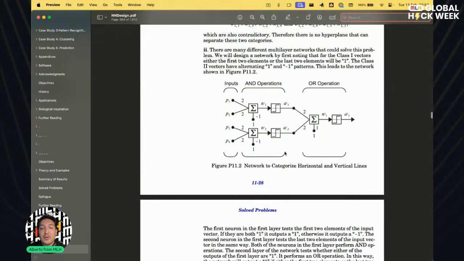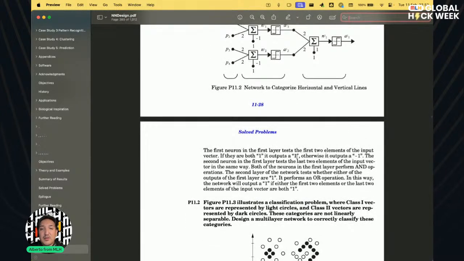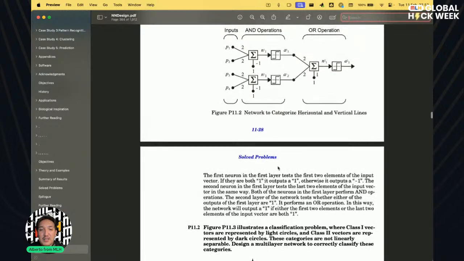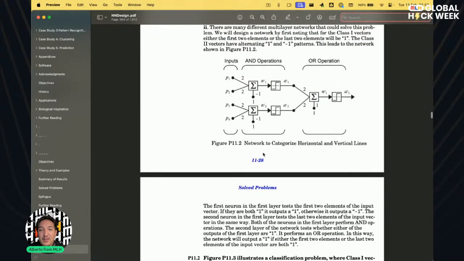Now, so we have it. The first neuron in the first layer tests the first two elements in the input vector. If they are both 1, the output is 1, otherwise it is minus 1. So let's do that.